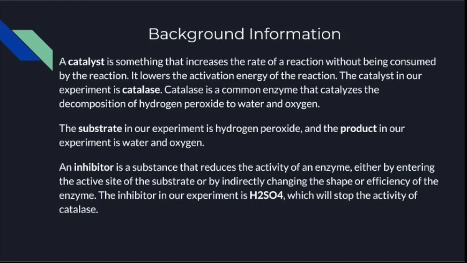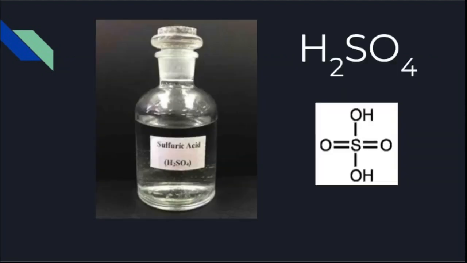An inhibitor is a substance that reduces the activity of an enzyme, either by entering its active site or by indirectly changing its shape or efficiency. The inhibitor in our experiment is H2SO4, sulfuric acid, which will stop the activity of catalase.